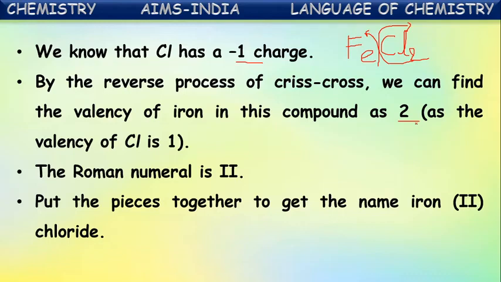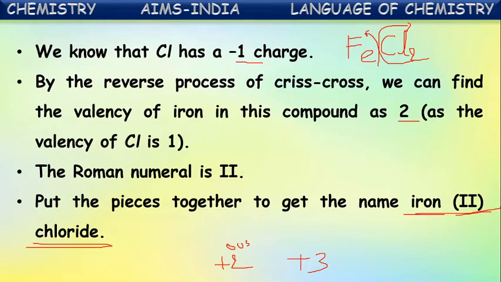Put these pieces together to get the name iron 2 chloride. So the final name will be iron 2 chloride, which is also called ferrous chloride, because iron can exhibit two valencies, plus 2 and plus 3. In this compound, the valency of iron is plus 2, we found it as 2. So if it is lower valency, the cation name is ended with OUS. Instead of writing Roman number 2, we can write it as ferrous chloride also. Both will be same. Iron 2 chloride or ferrous chloride.